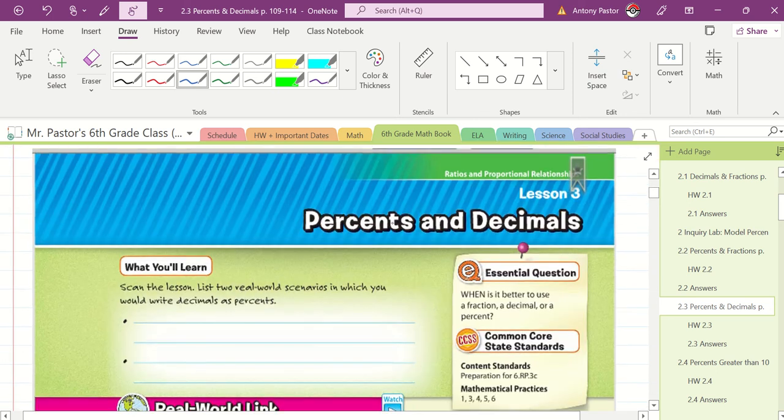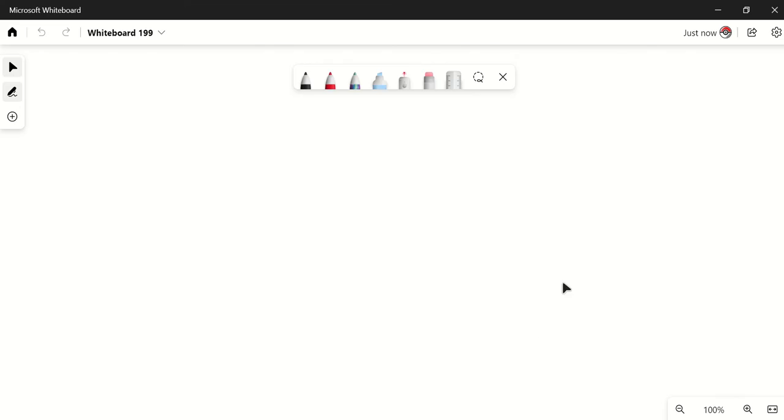This is 6th grade math, and we are dealing with percents and decimals. Now, we've kind of already talked about this in class, but let's go ahead and review. All percentages are out of 100.